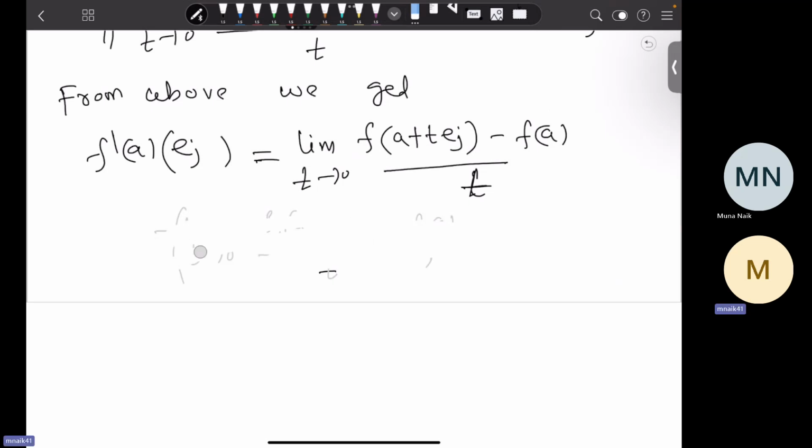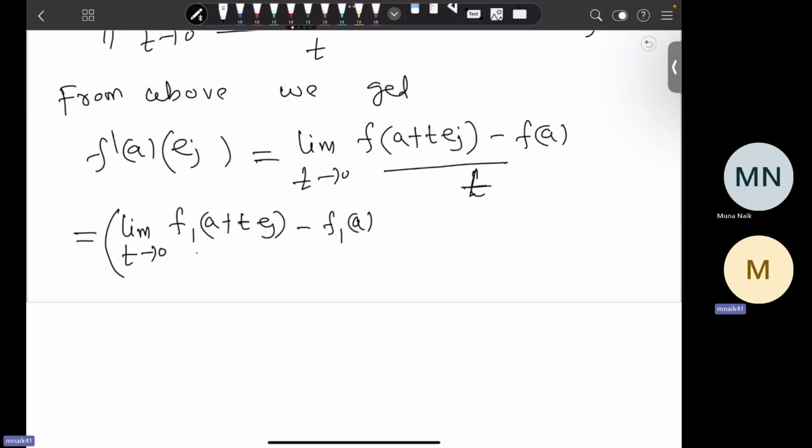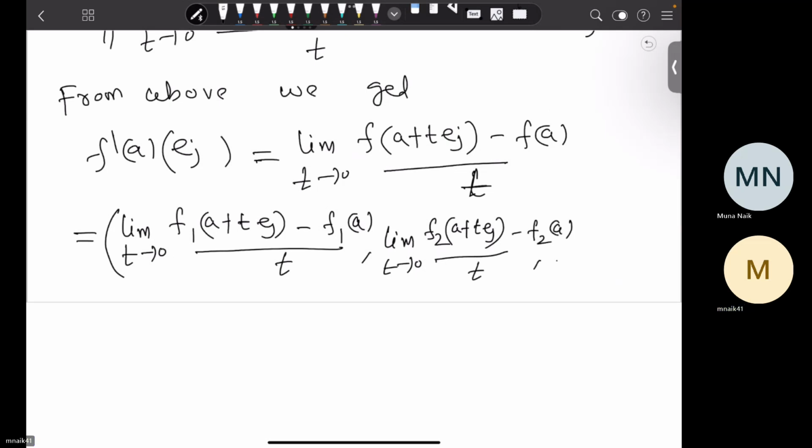Similarly, let us write. The right hand side is nothing but the limit as t tends to 0 of f1 of a plus t e_j minus f1 of a by t, the limit as t tends to 0 of f2 of a plus t e_j minus f2 of a by t, and the last thing, the limit as t tends to 0 of fm of a plus t e_j minus fm of a by t.